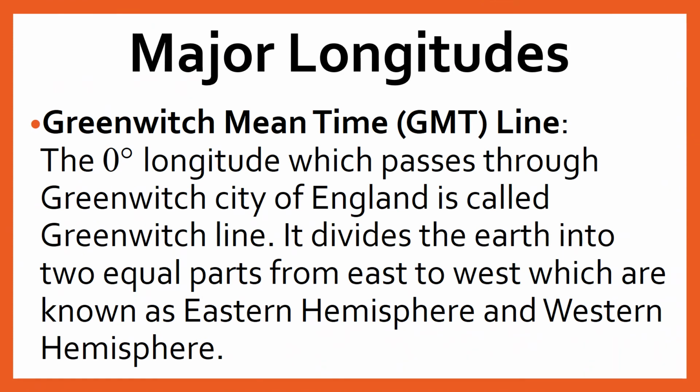Students, there are two major longitudes. First is Greenwich Mean Time Line and the second is International Date Line. First, we will discuss what is GMT, Greenwich Mean Time Line. The 0 degree longitude which passes through Greenwich City of England is called Greenwich Line. It divides the earth into two equal parts from east to west, which are known as Eastern Hemisphere and Western Hemisphere.